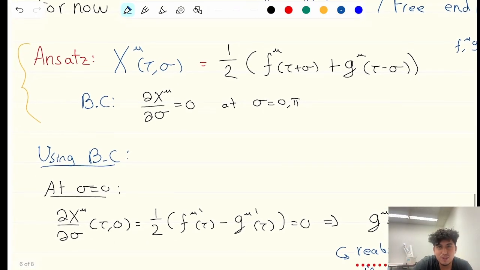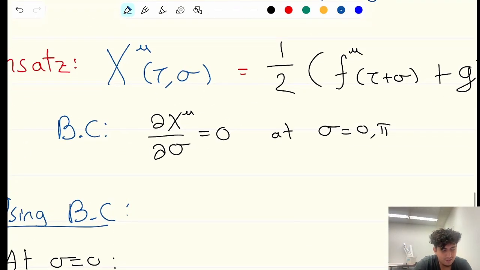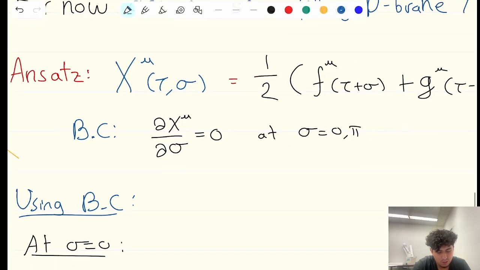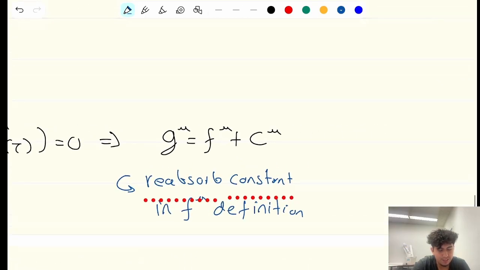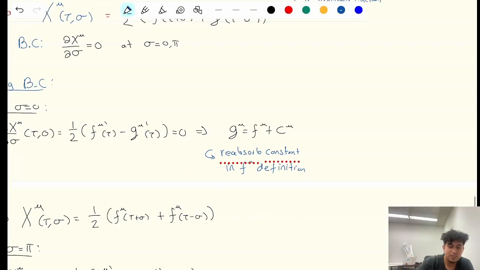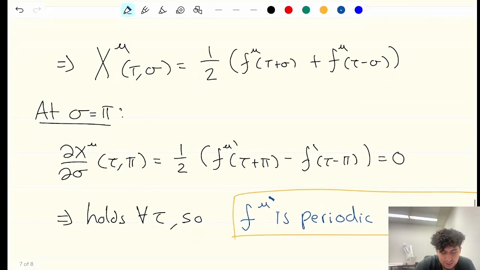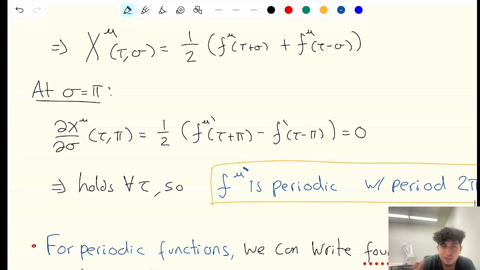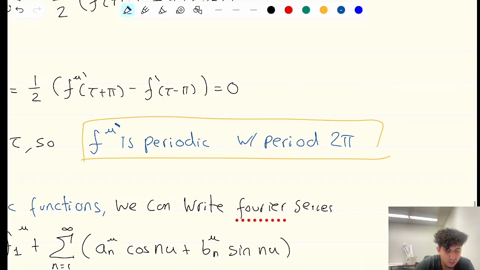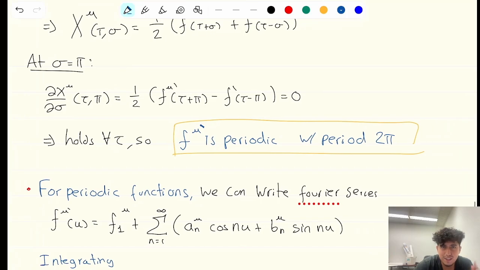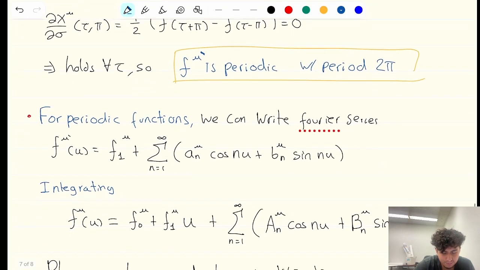We impose boundary conditions at 0 and pi. Now we're not using sigma 1, now we're using pi. Cool. So at 0, we can find the same as before, that g is just gonna be f plus some constant. But if we do at sigma equals pi, then we're gonna find something different. Now we're gonna find that f, like the derivative, has to be periodic with a period of 2 pi, which is essentially the same, because then the function has to be quasi-periodic.